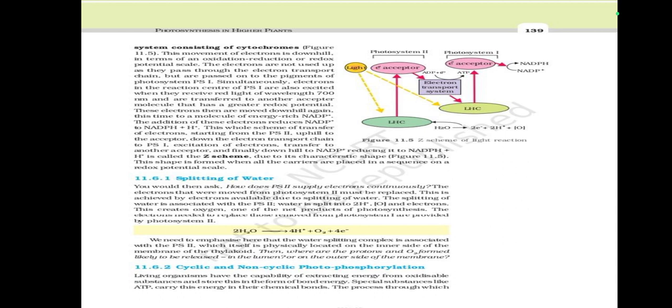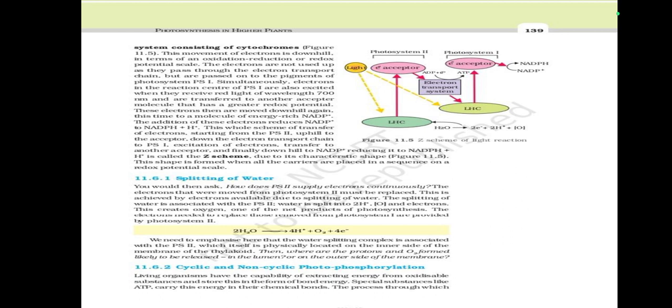This whole scheme of transfer of electrons, starting from PS2, uphill to the acceptor, down the electron transport chain to PS1, excitation of electrons, transfer to another acceptor, and finally downhill to NADP+, reducing it to NADPH + H+, is called the Z scheme due to its characteristic shape. Figure 11.5. This shape is formed when all the carriers are placed in the sequence on a redox potential scale.